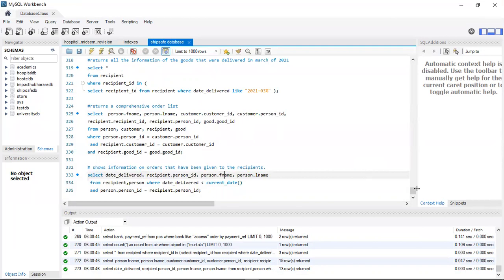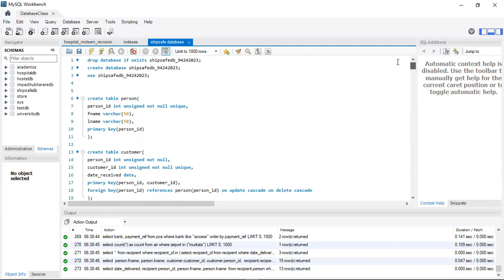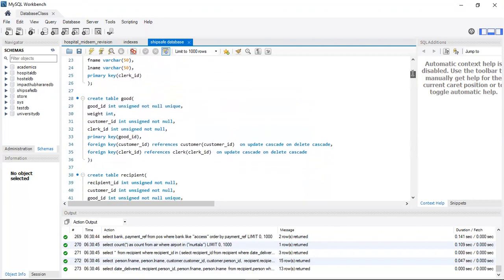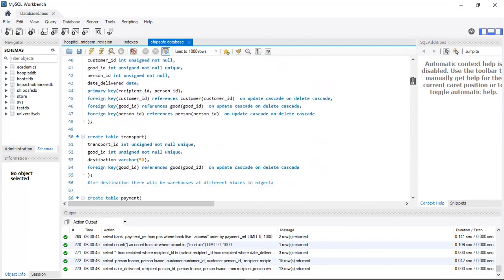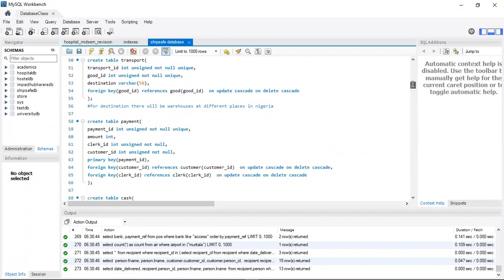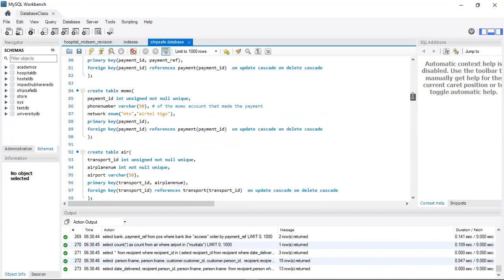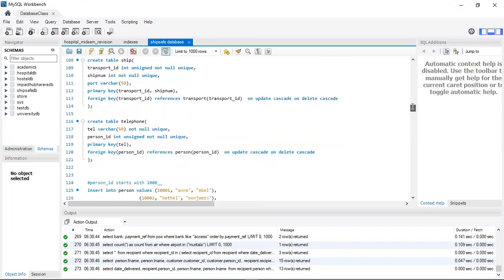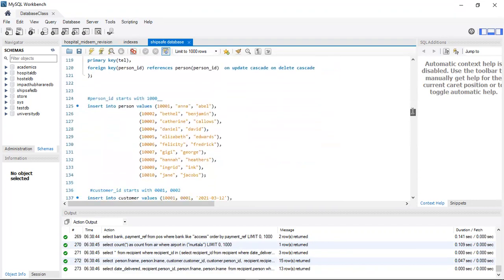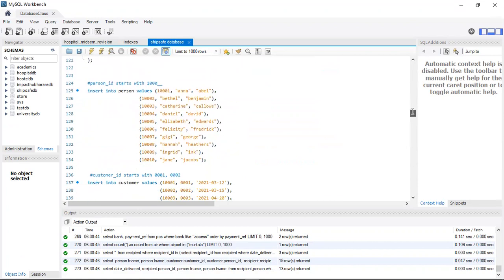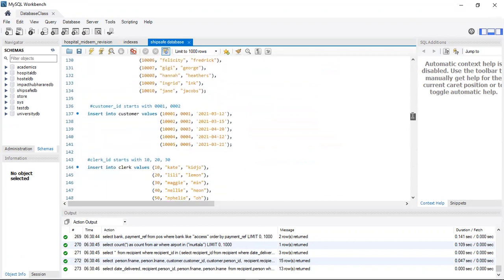So first, we create database, use database. Then we have the table for person, customer, clerk, good, recipient, transport, payment, cash, POS, Momo, air, road, ship, and the telephone table. So the person ID starts with 1000. The customer ID starts with 001002.